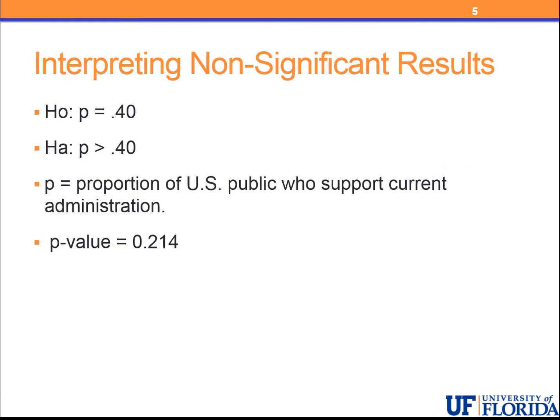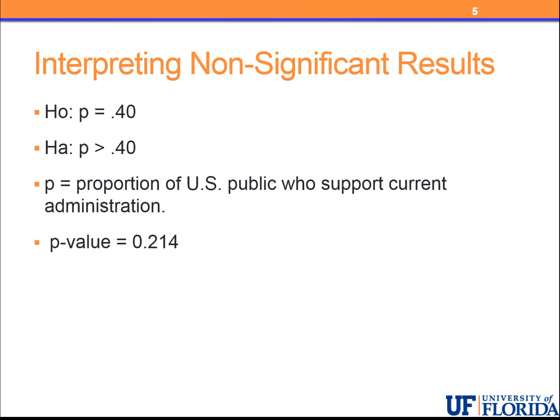Let's look a little at interpreting non-significant results. Suppose that only 40% of the U.S. public supported the general direction of the previous U.S. administration's policies. To gauge whether the nationwide proportion p of support for the current administration is higher than 40%, a major polling organization conducts a random poll to test the hypotheses H0: p equals 0.4 versus Ha: p is greater than 0.4. The results are reported to be not statistically significant with a p-value of 0.214.